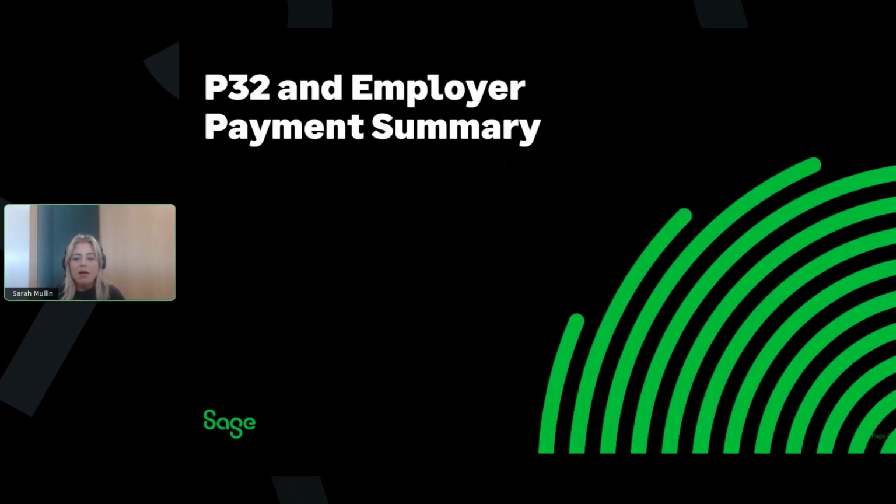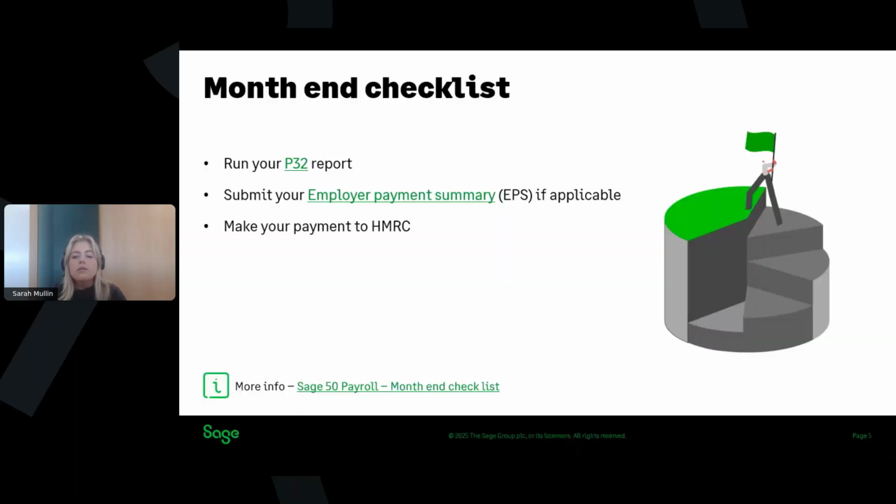So let's get things started with the P32 and employer payment summary. These 3 points make up the main elements of our month-end checklist. These are the tasks that you would complete once you've finished your payroll, having updated records for all pay dates within your relevant tax month.